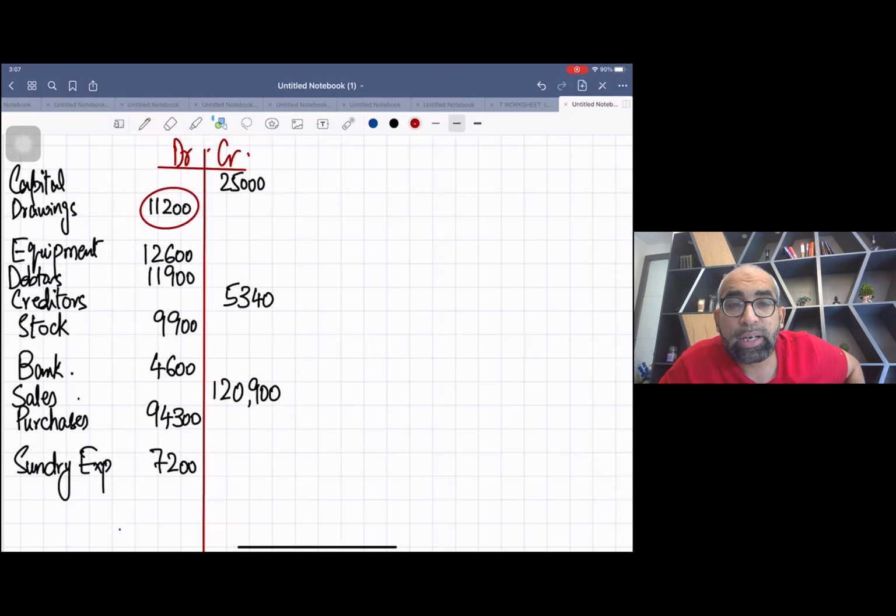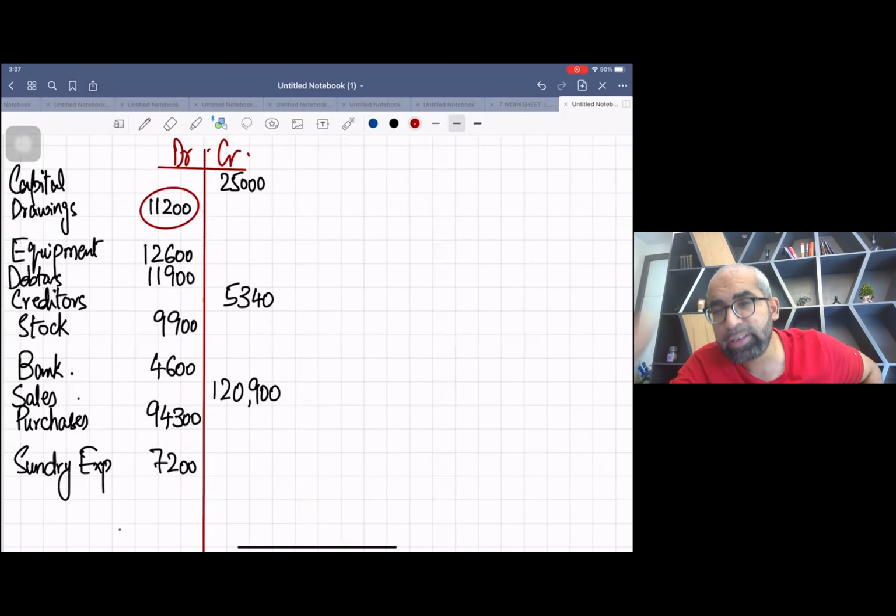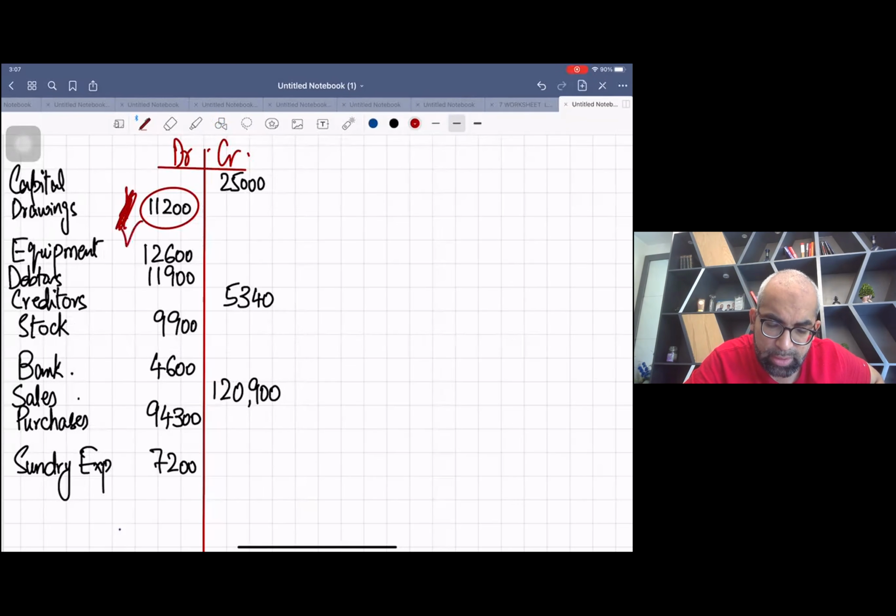I have written 11,200 on the debit side, but note number 5 clearly says that this should have been 11,300. We should have written drawings as 11,300, but we wrote only 11,200. That means there is a mistake only on the debit side, so the debit side is decreased. We all know drawings come on the debit side, so we should have written 11,300 here, but we wrote only 11,200. So the deficiency is on the debit side.